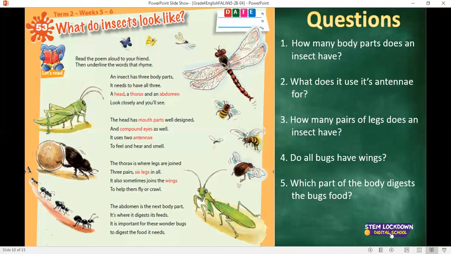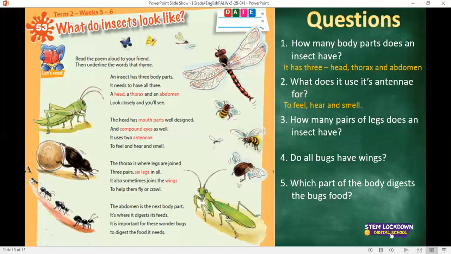So for number 1, how many body parts does an insect have? It tells us right at the top of the poem that an insect has 3, because remember, it's divided into the head, the thorax, and the abdomen. Number 2, what does it use its antenna for? If you look at the second stanza, it tells us it uses it to feel, hear, and smell.